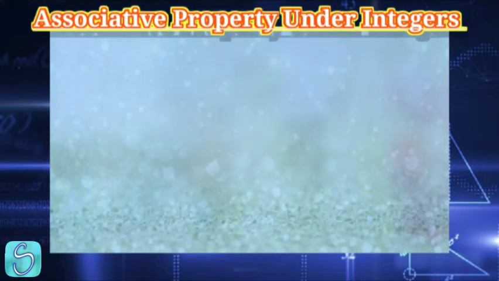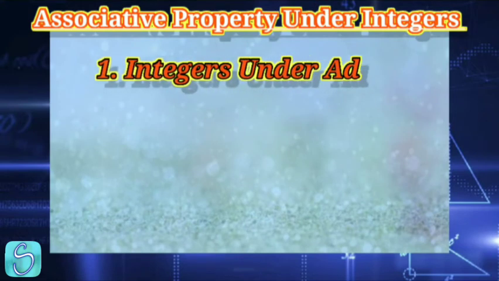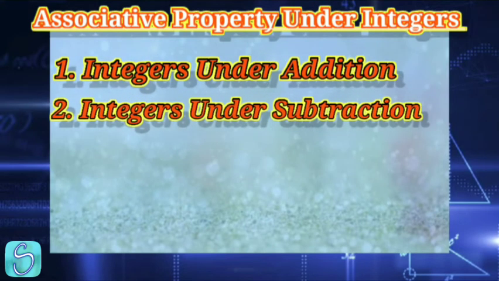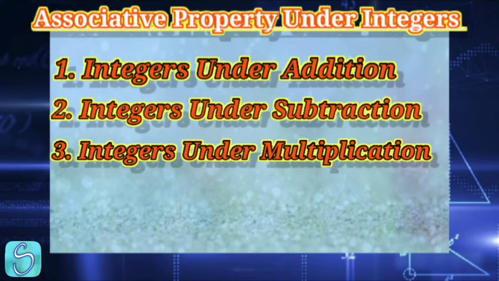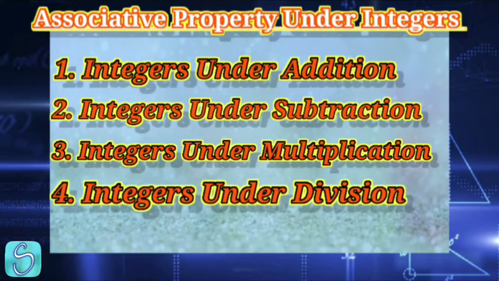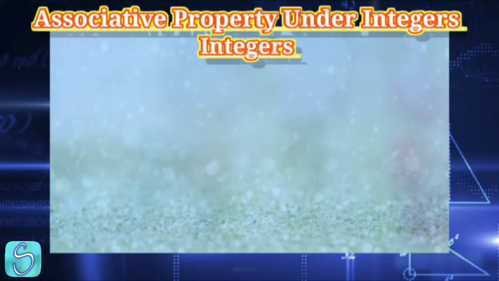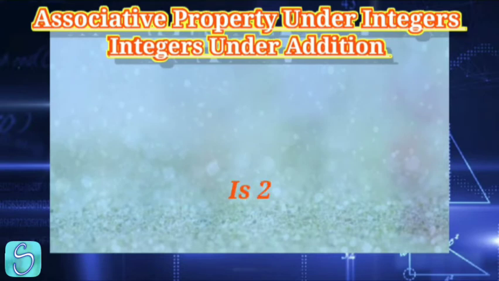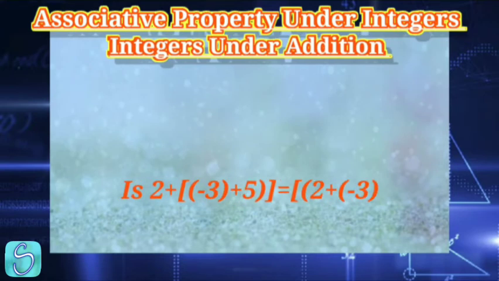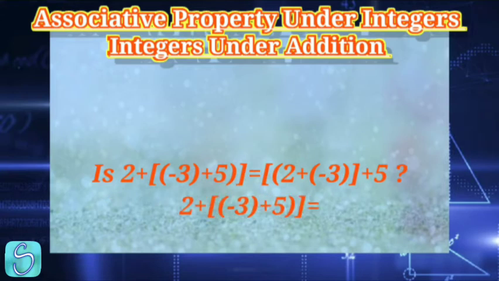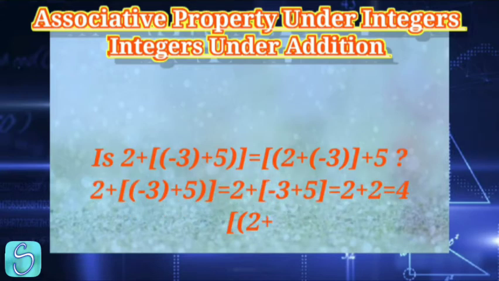Associative property under integers. Integers under addition, integers under subtraction, integers under multiplication, integers under division. Integers under addition: (2 + (-3)) + 5 is equal to 2 + ((-3) + 5).